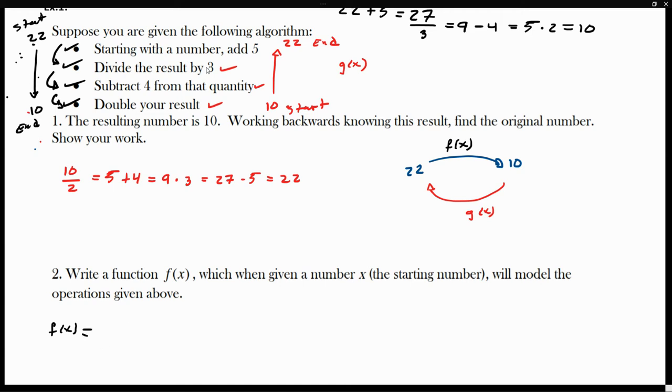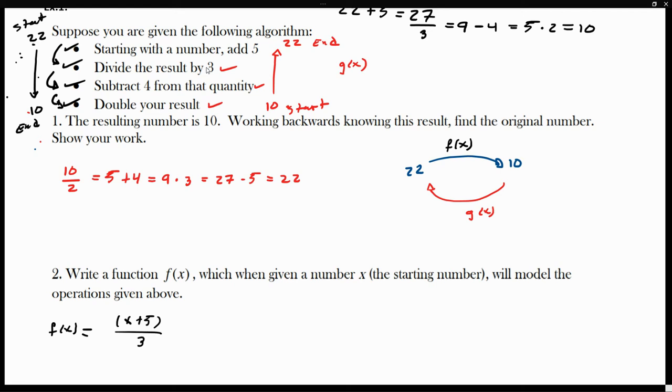What we did here, we started with a number. Let me just represent that with an x. And the first thing that I did, I added a 5 to it. Now on my next step, I got the result and I divided it by 3.